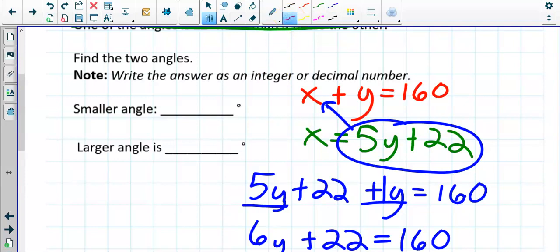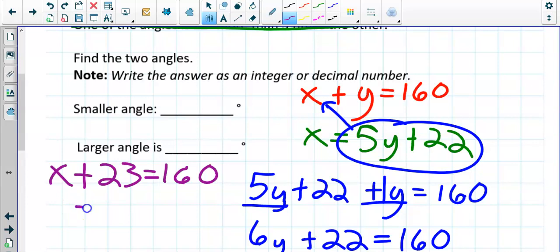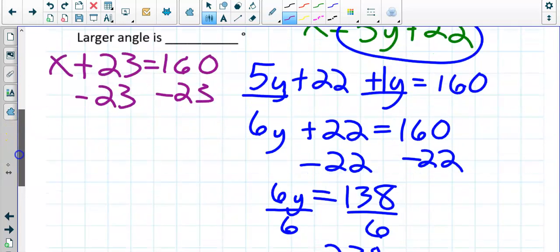I like to do what you guys do. I know you do. So x plus 23 equals 160. So what do we do to solve? There's nothing wrong with doing the top one because it's just as quick too. What are we going to do? You just got to subtract 23. So what is the x value? How much? 137? Okie dokie.